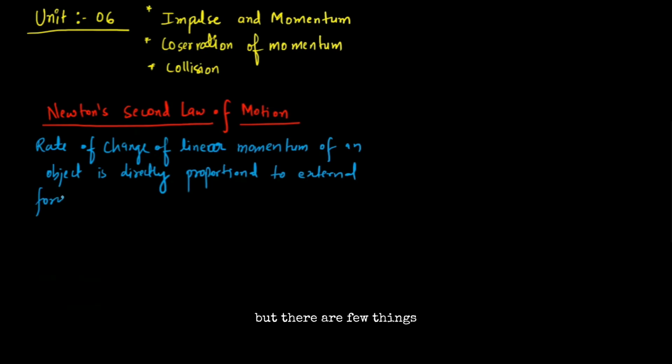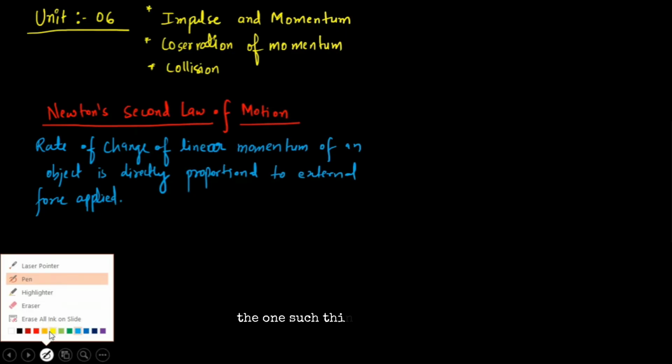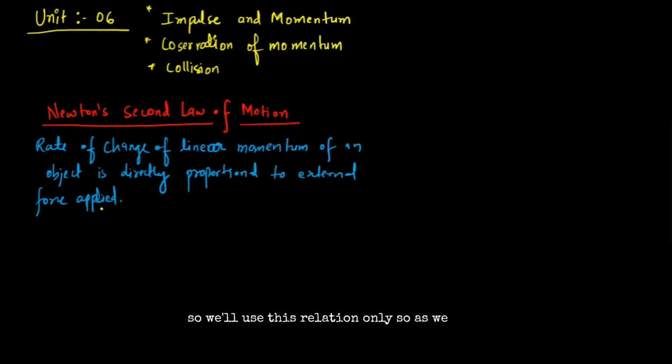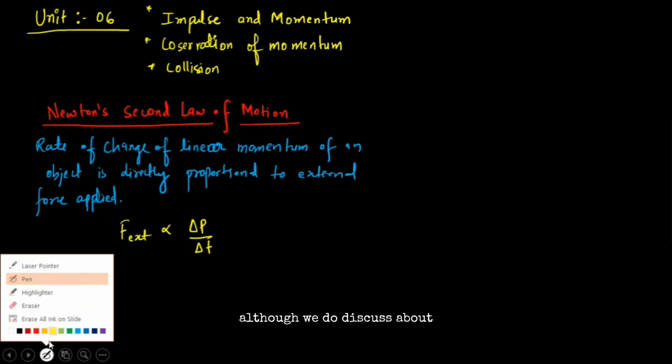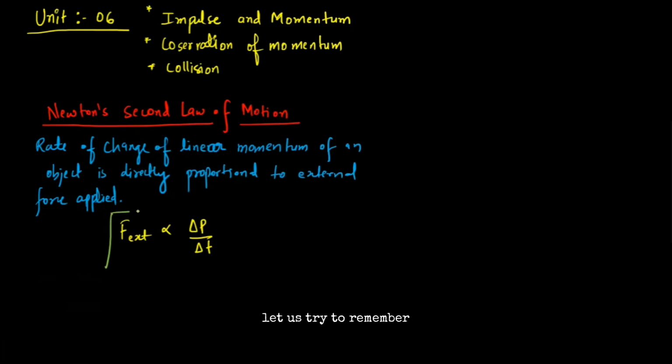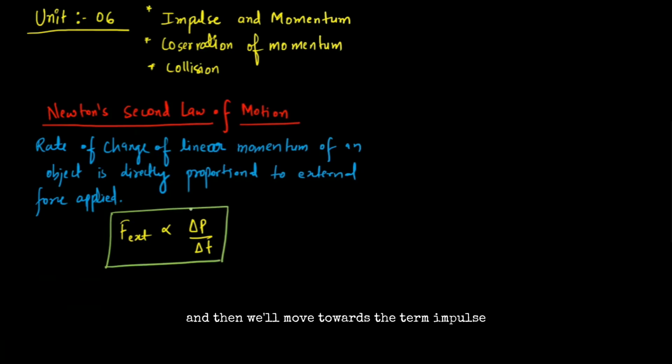but there are a few things that we can derive from this law once again. One such thing is impulse. So we'll use this relation only. As we know, the external force acting on a body is directly proportional to its rate of change of linear momentum. This rate of change of linear momentum can be written as delta p by delta t, where delta p is the change in momentum. We do discuss what change in momentum is and what momentum exactly is. So let us try to remember all those things and then we'll move towards the term impulse.